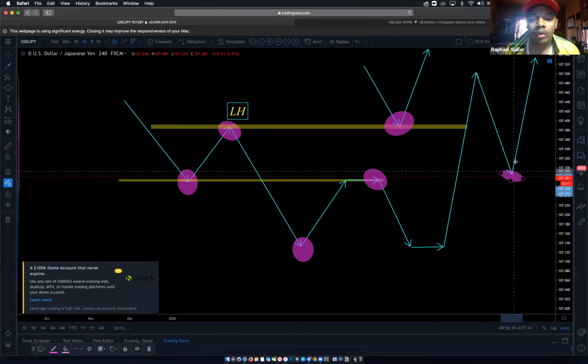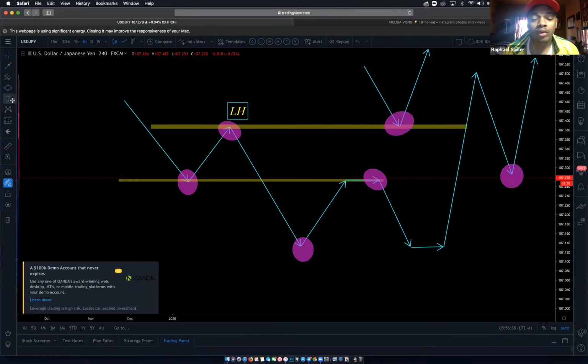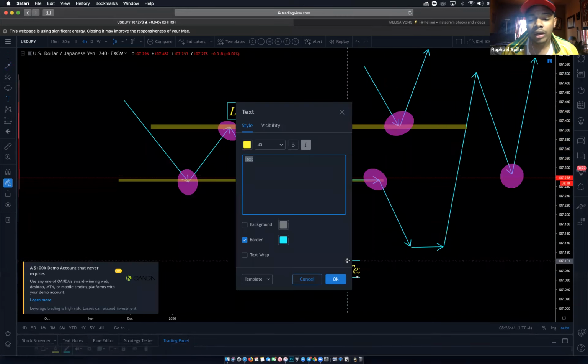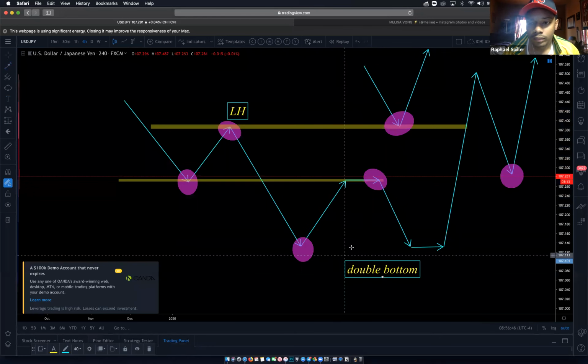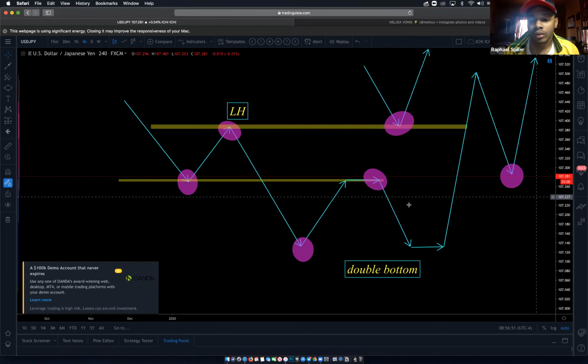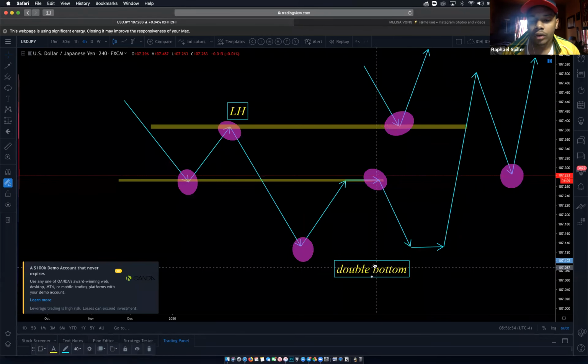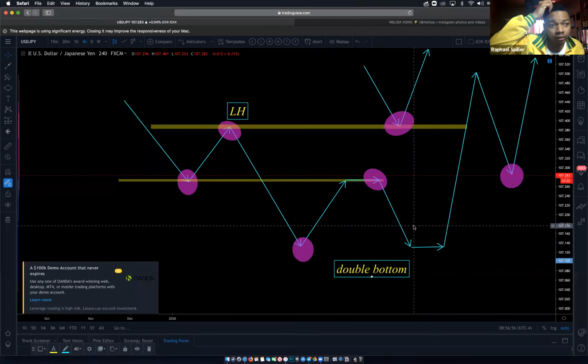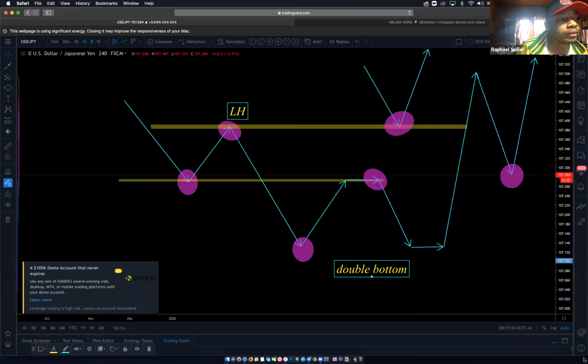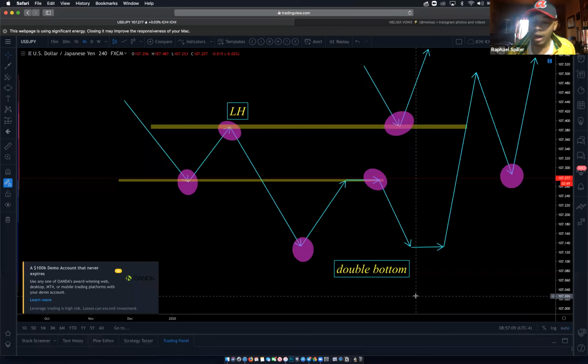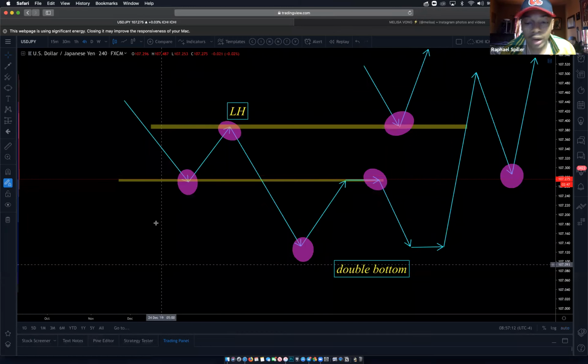That's what has to happen, right? And if you guys haven't realized already, this area right here formed a double bottom. That's usually what happens, and that's what you have to look at when you're trading. You have to literally look at this as if you were trading it. I look at this as the market is in a straight line.